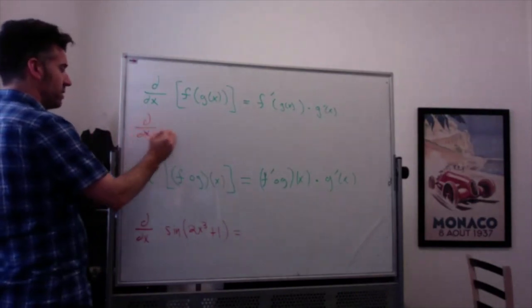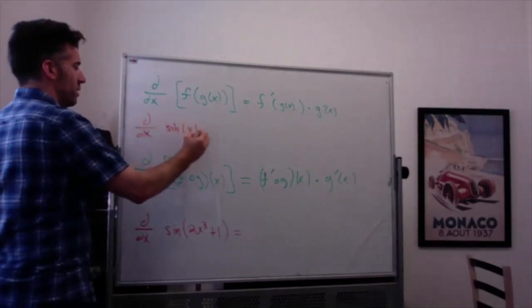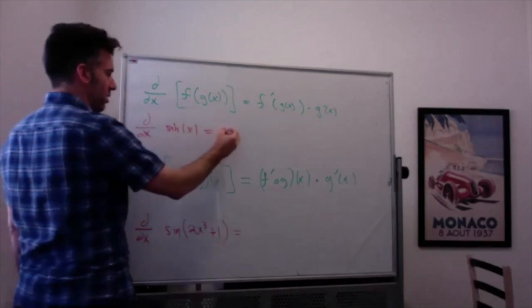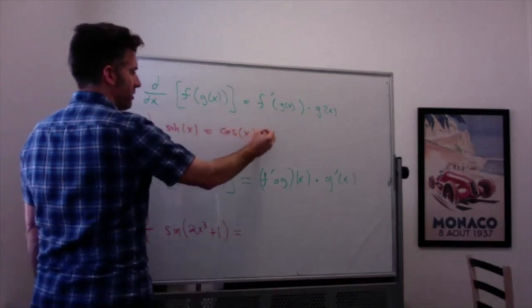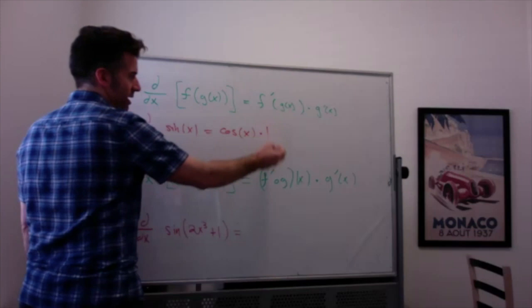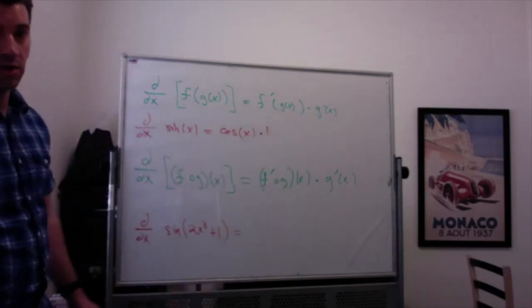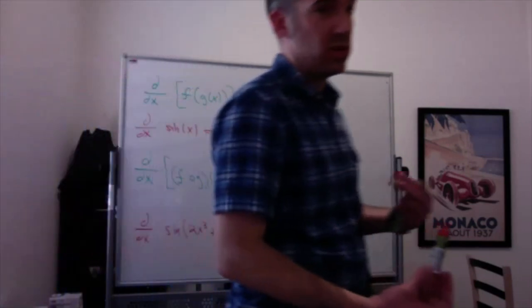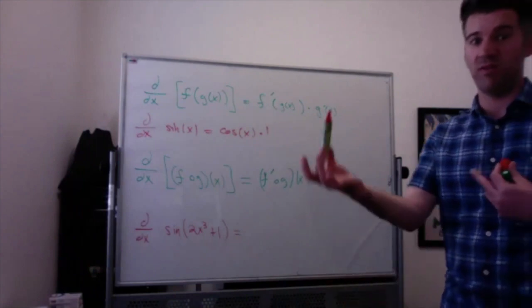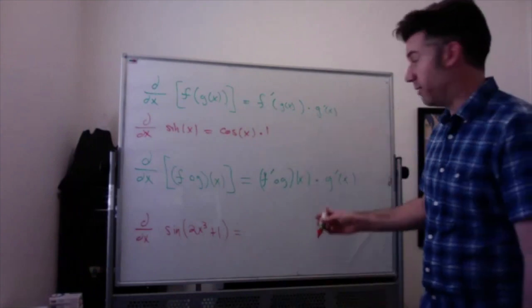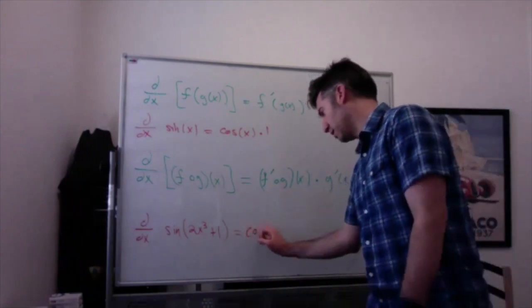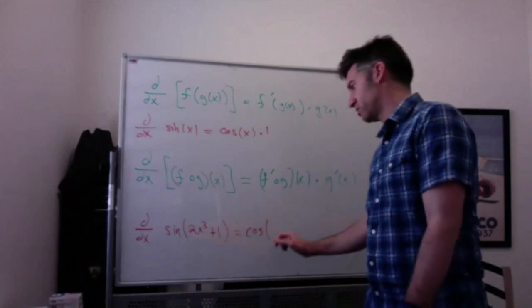The derivative of sine of x is: take the derivative of the outside function, it's cosine of my stuff, times the derivative of my stuff, which is, hey, that's 1. So if your inside part is just x, you use the chain rule every time, you just multiply by the derivative of the inside, which is 1. Okay, so here it's going to be cosine of the derivative of 2x, or sorry.